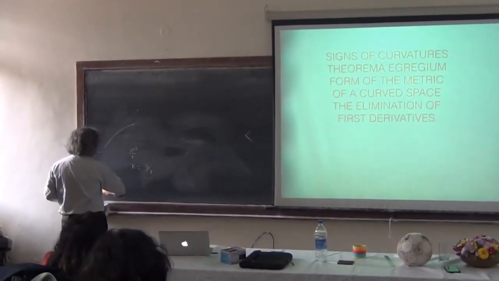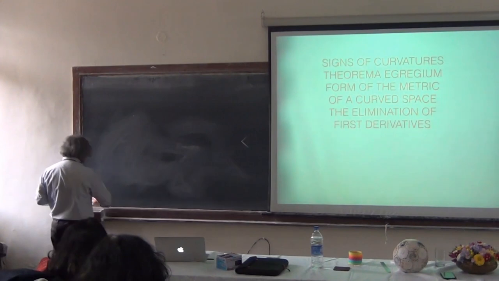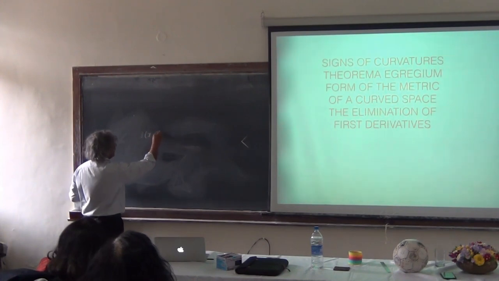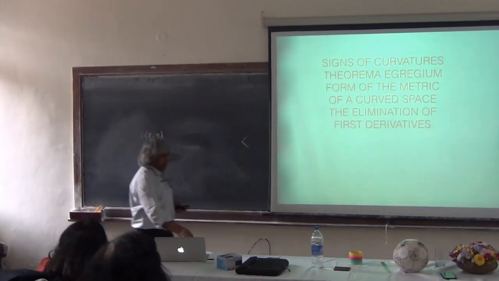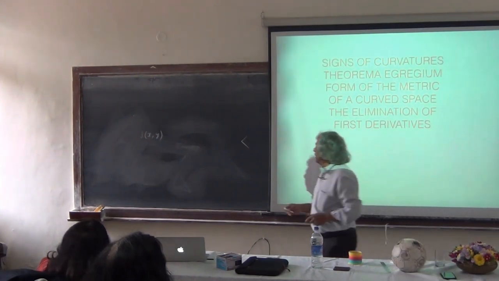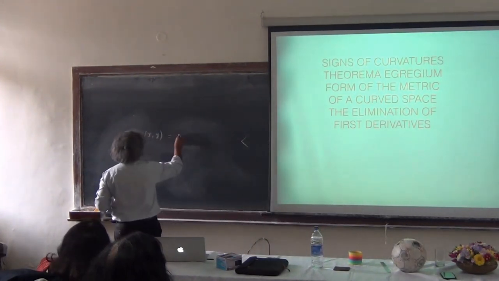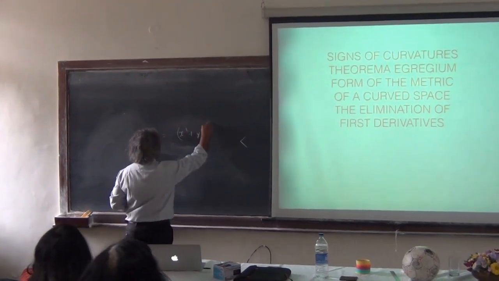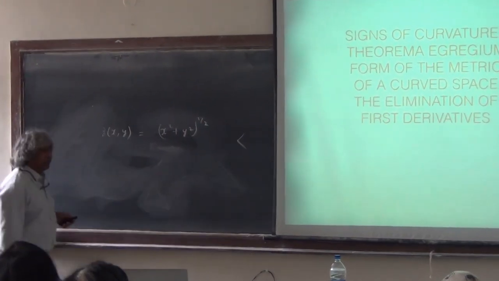The big metric I want to talk about. Let's suppose you take a surface, an arbitrary surface. I can define the surface by giving the height as a function of x and y. For example, I can take this ball and write z equals (x squared plus y squared) to the power of half. This will describe the surface of the ball.